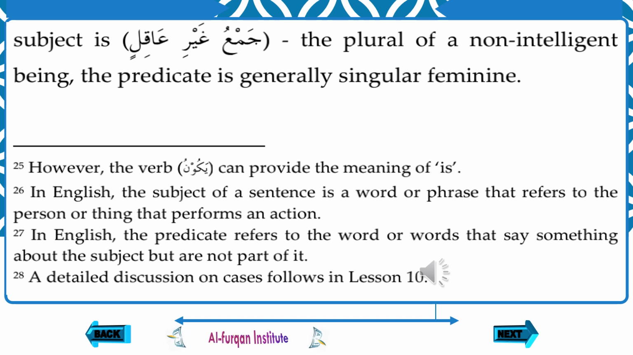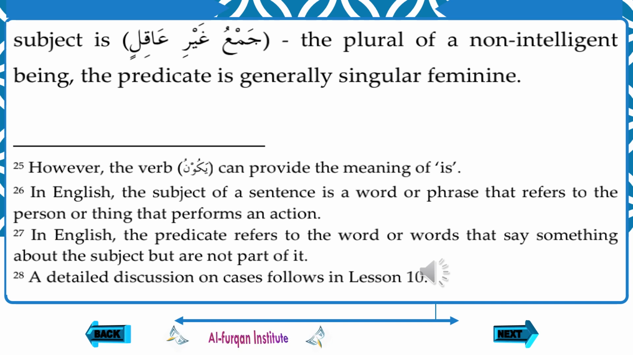Like in the example of kutubun mufidatun, books are beneficial. The word kutubun, mufidatun, that is, beneficial books. Books is a plural of a non-human, that is, non-intelligent being. Mufidatun is singular feminine and it is an adjective.